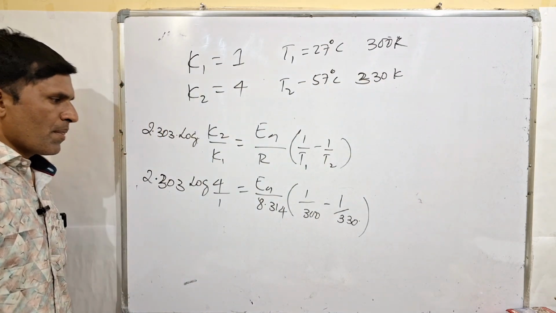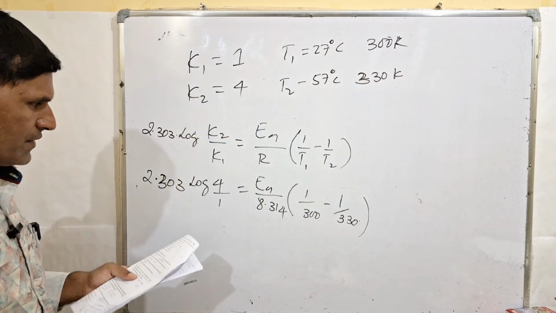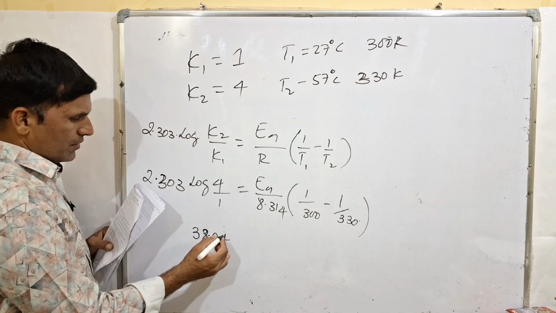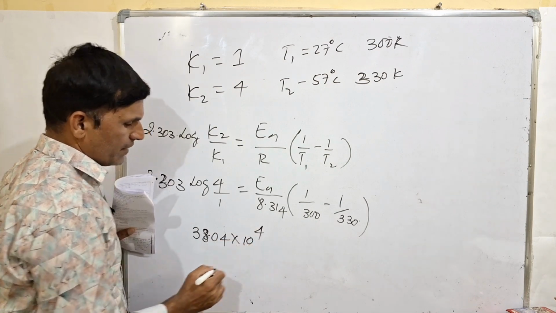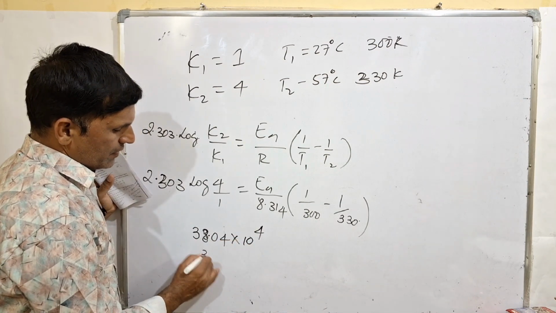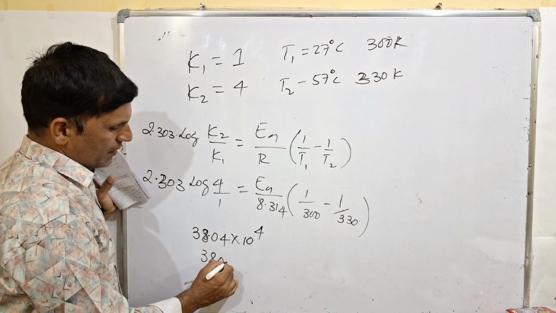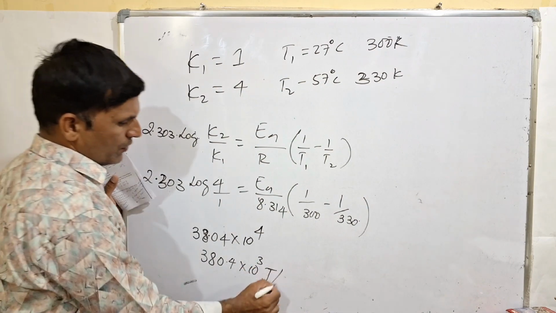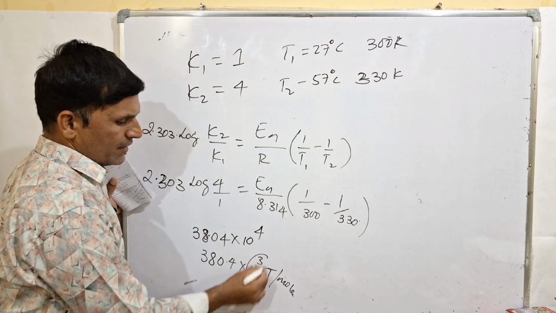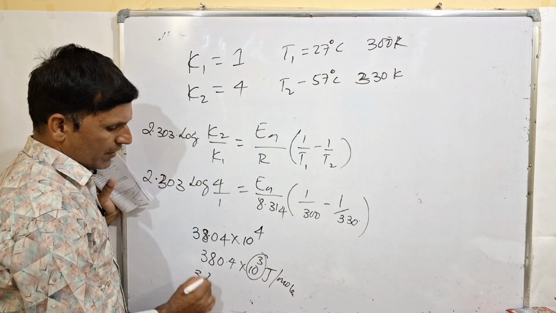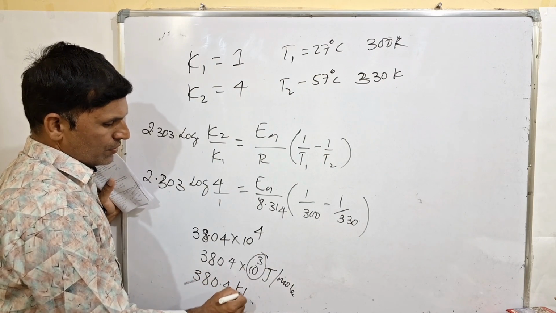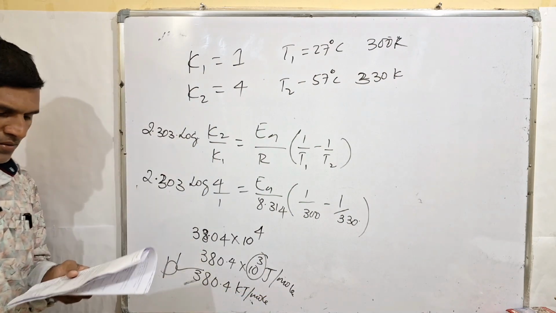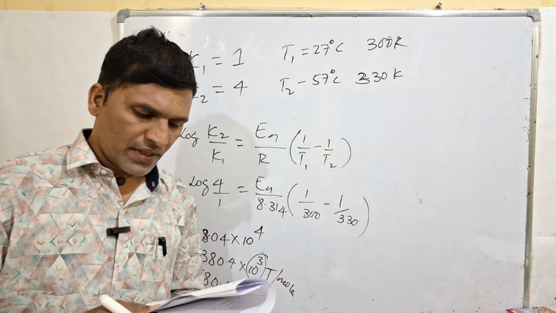All right. When you simplify this, your answer comes out to be something into 10 to the power 4. If you shift one digit, you will have 380.4 into 10 to the power 3 joules per mole. But we want to express that in terms of kilojoules, so you just neglect that. You will have 380.4 kilojoules per mole. That is your D option in your question paper, right? So let us move on to the next.